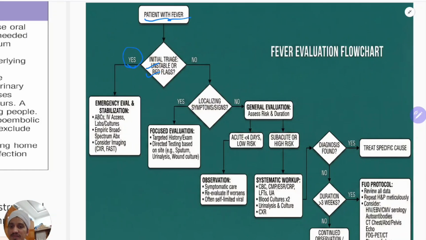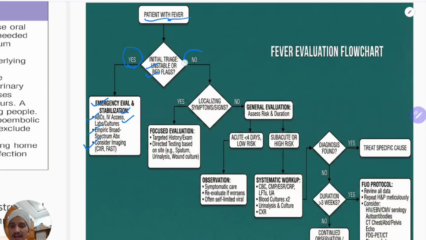If yes, then emergency evaluation and stabilization should be done. ABCs, IV access should be taken. Laboratory investigation should be sent. Culture should be sent, and empirical broad spectrum antibiotic therapy should be given. Consider chest X-ray and ultrasound in these patients who are unstable and who have red flags.